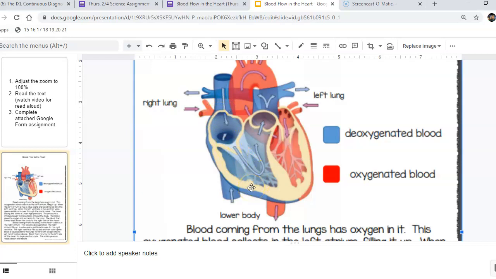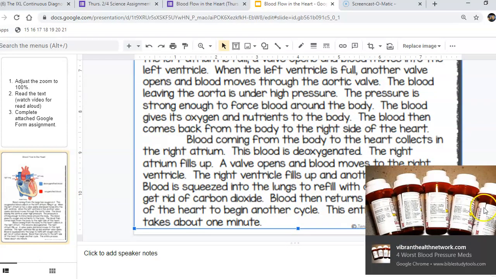So this cycle of arriving in here as deoxygenated blood, trickling down, being pumped to the lungs, coming back, trickling down, being pumped to the rest of the body, going out and delivering all that oxygen and coming back again takes, according to Google, 30 seconds. But according to this passage and according to Brain Pop, about a minute.